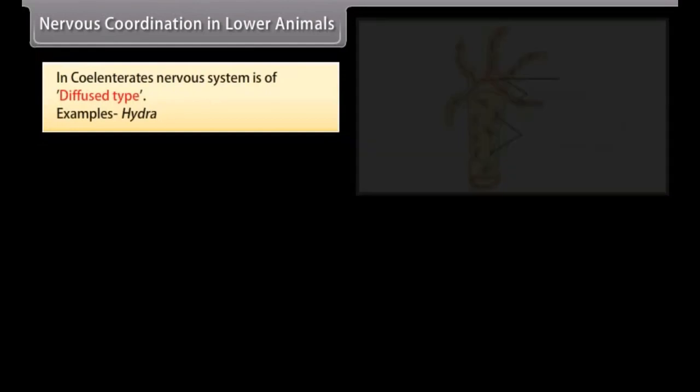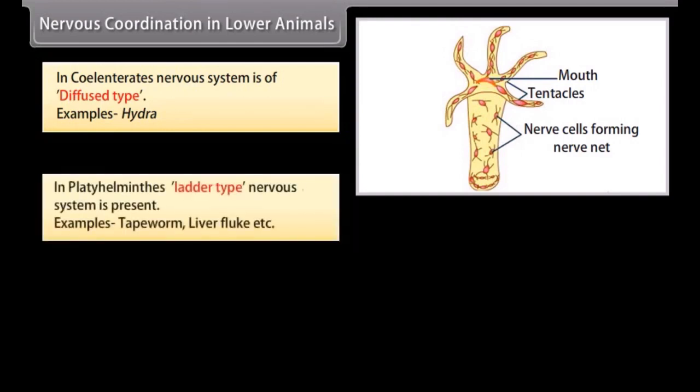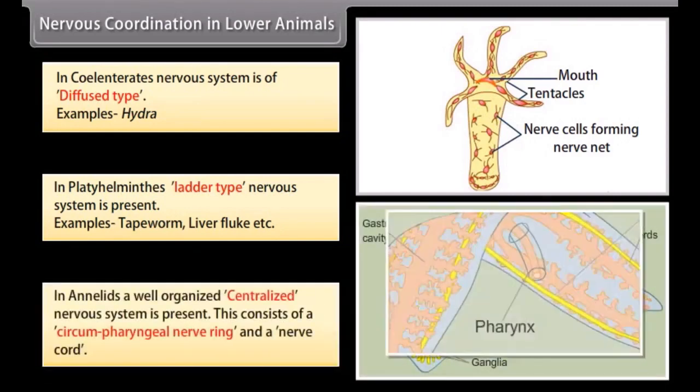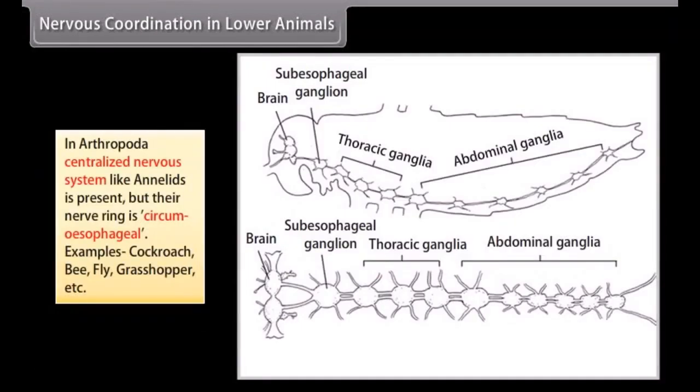Nervous coordination in lower animals. In coelenterates, the nervous system is of diffused type. Example: hydra. In platyhelminthes, a ladder-type nervous system is present. Examples: tapeworm, liver fluke, etc. In annelids, a well-organized centralized nervous system is present. This consists of a circumpharyngeal nerve ring and a nerve cord. In arthropoda, a centralized nervous system like that of annelids is present, but their nerve ring is circumesophageal.